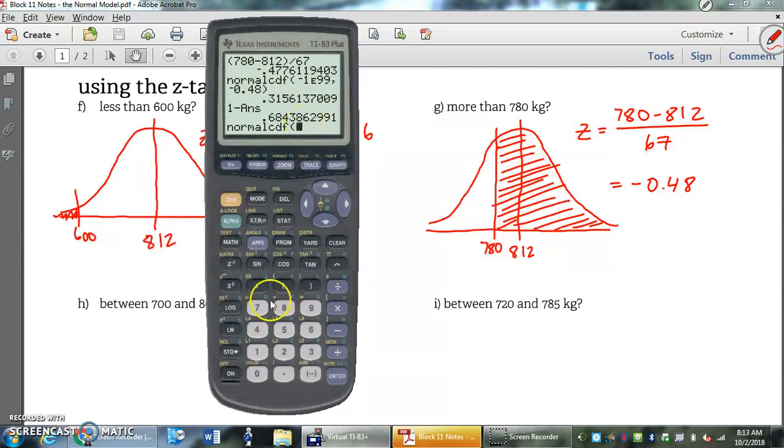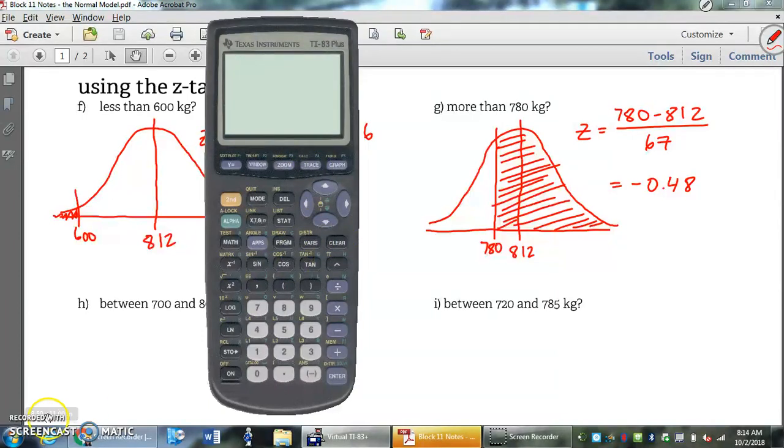If I wanted to, I could set -0.48 as my lower limit, and then go to positive infinity since I want greater than, so I can give it +1E99. And then it'll give me the right answer to begin with, and I don't have to do the 1 minus. So if you want to do it that way, you can, or you can just only ever change your upper limit to the z-score, and then just know if you want greater than, you do 1 minus. That's up to you on how much you want to remember how to do in your calculator.